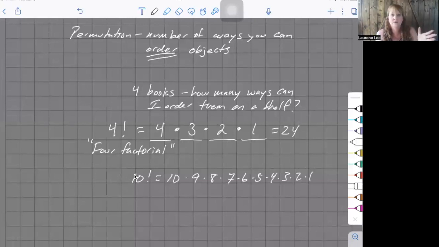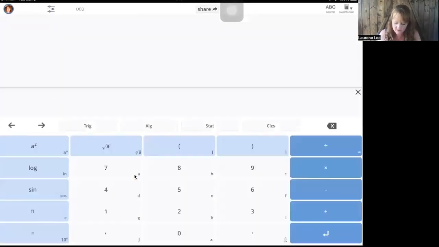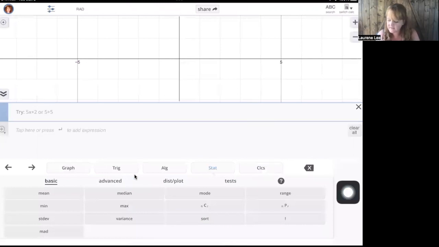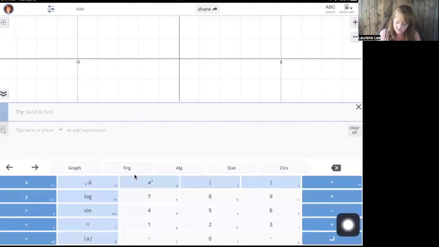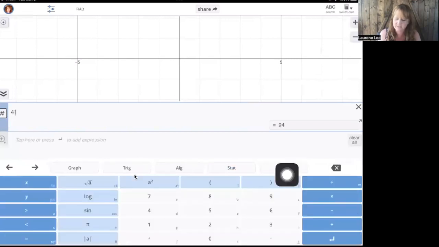Now, we don't want to do this all by hand. How do we do this on a calculator? I'm glad you asked. If you go on Class Calc and you want to figure out what 4 factorial is, we're going to go to our stat section right here. And right there is an exclamation point. So you type your number first, 4, and then stat, exclamation point, and you can see that that's 24.